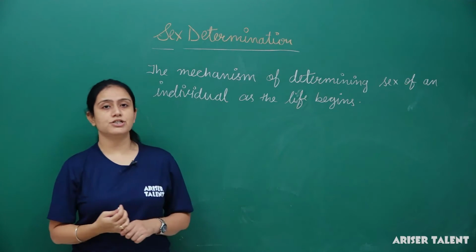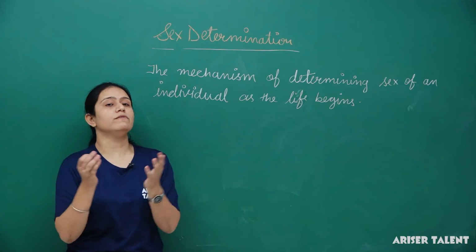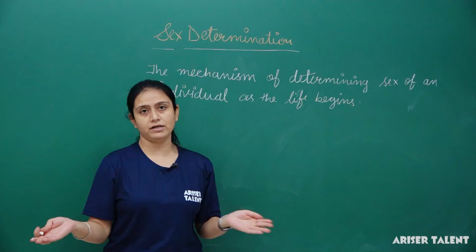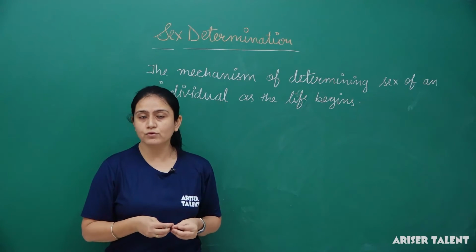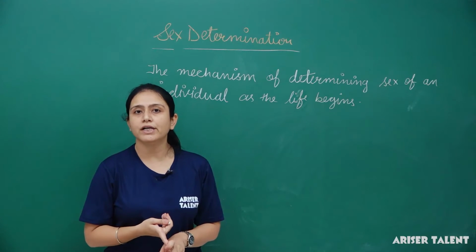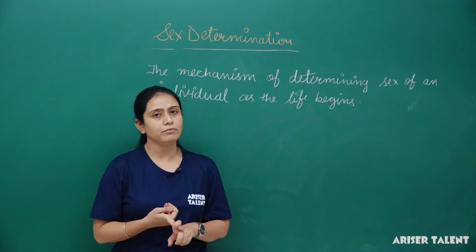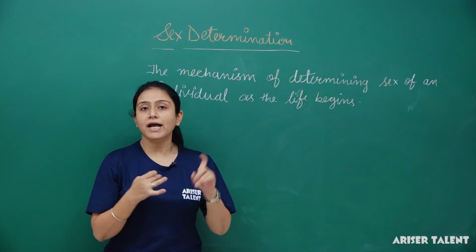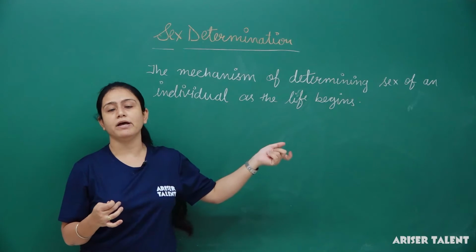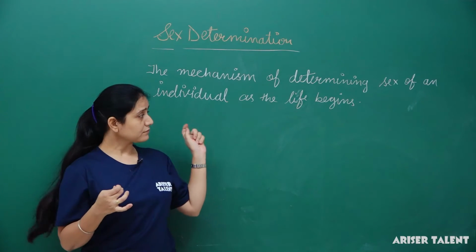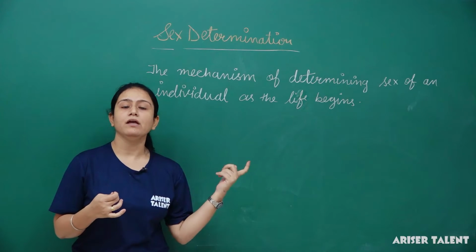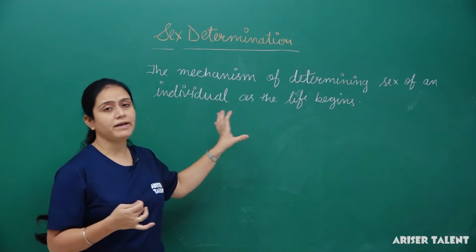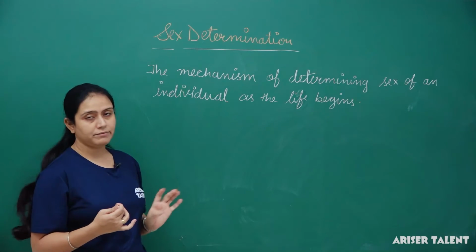What is sex determination? It means as life begins. When does life begin? When the male gamete, meaning sperm, and the female gamete, meaning ova, get fused. Then after fertilization, a zygote will be formed, which will develop into the embryo. At that time the sex of that particular offspring will be determined, whether it will be a baby boy or a baby girl. All this mechanism is known as sex determination.